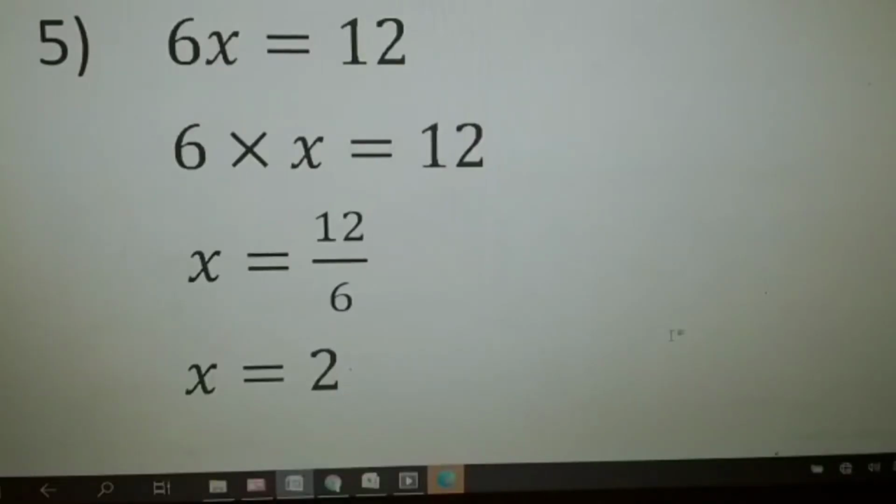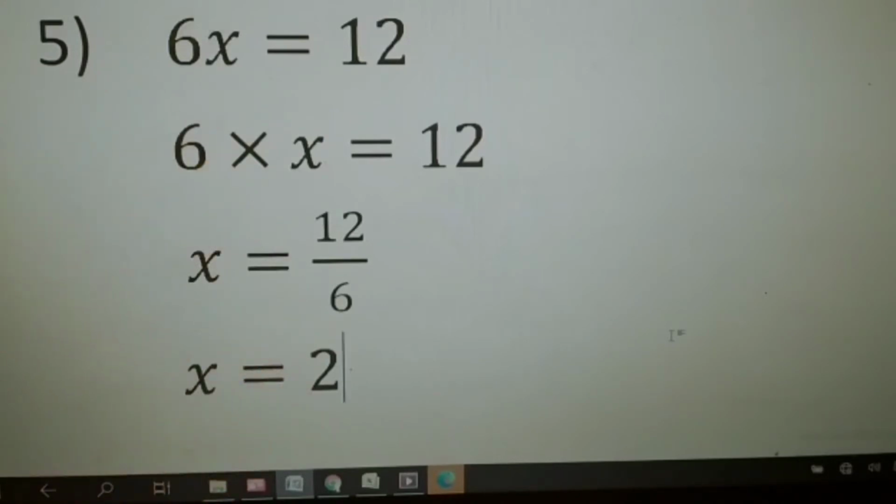Question number 5. 6x is equal to 12. Here we have to find out the value of x. What does 6x mean? 6x means 6 into x. That is 6 into x is equal to 12. We know that on the left side of the equal sign, a multiplication sign is there. It will become division on the right side. That is x is equal to 12 divided by 6. That is x is equal to 12 by 6 is equal to 2. So the value of x is 2.